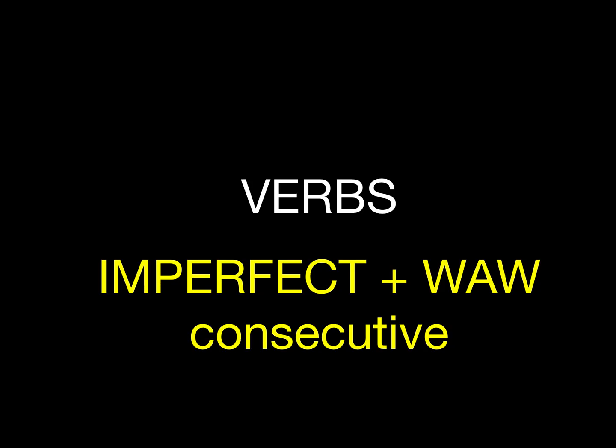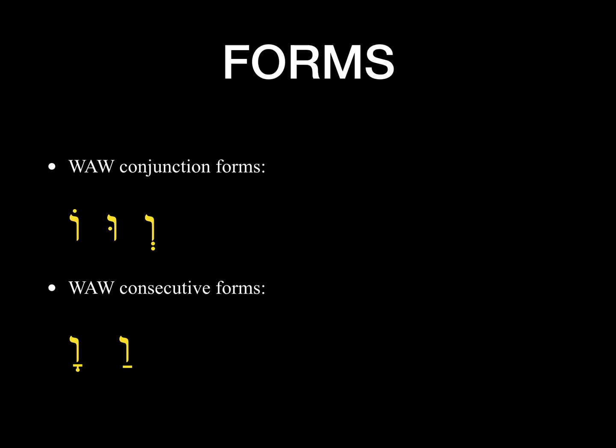Moving on to vav consecutive. Let's first look at the forms. Vav conjunction can have many forms, and these are the three most common. You can have a sheva under the vav, you can have it as an u or as an o. So it's either v, u, or o. You see the vav, and you can have many different types of vowels. These three are the three most common.